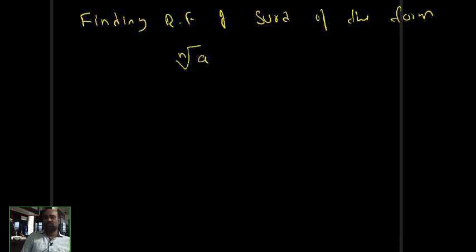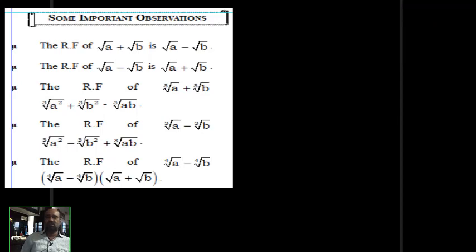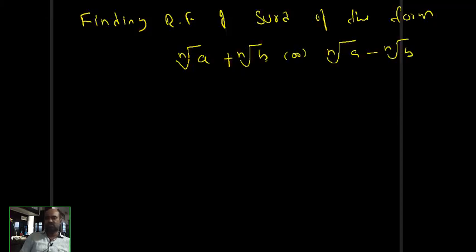Finding RF of the form nth root a minus nth root b, or nth root of a plus nth root of b. In the previous example, in the table, the first two were square roots, where the order n is 2 only. Now n is 3, 4, 5, 6, how to find it? Very difficult. Okay, slowly I will find one by one.